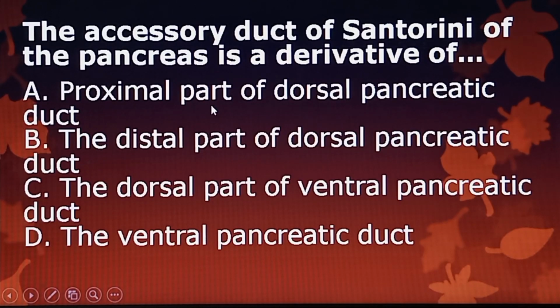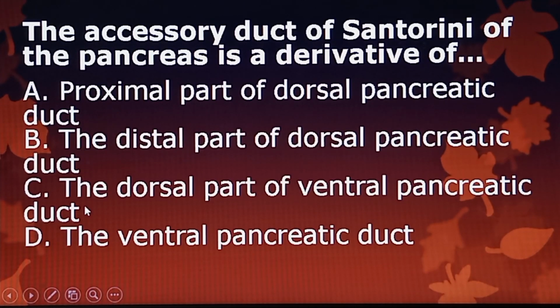And one thing we know is that this accessory or minor pancreatic duct of Santorini will open in what we call the minor duodenal papilla, above where we have the major duodenal papilla. Now, option B says it's formed from the distal part of the dorsal pancreatic duct. Already we've seen our answer. So this is not the answer, because the distal part of the dorsal pancreatic duct will contribute to the formation of the major pancreatic duct of Wirsung. So that's the point.